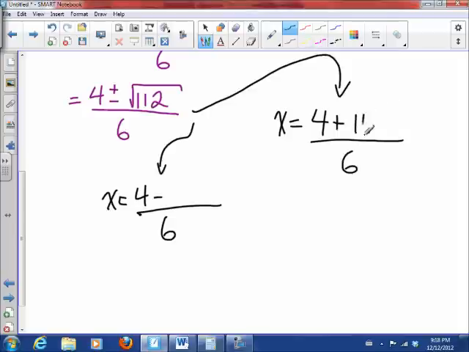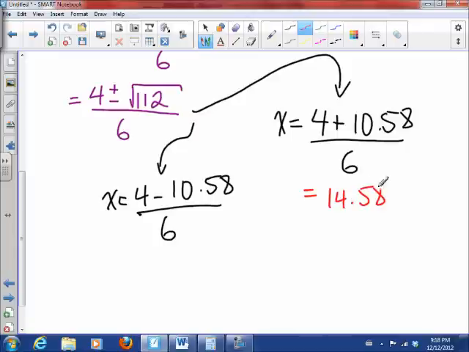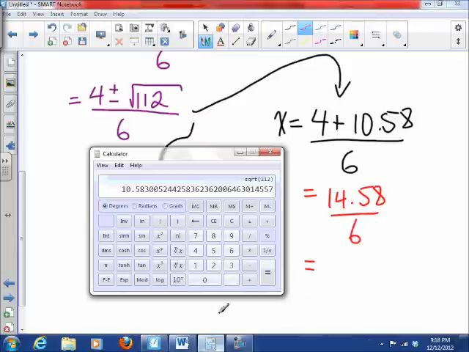So that means that this is 10.58 and this is 10.58. Now this answer ends up being 4 plus 10.58 is 14.58 divided by 6. We can do that on the calculator. So 14.58 divided by 6, that's 2.43.